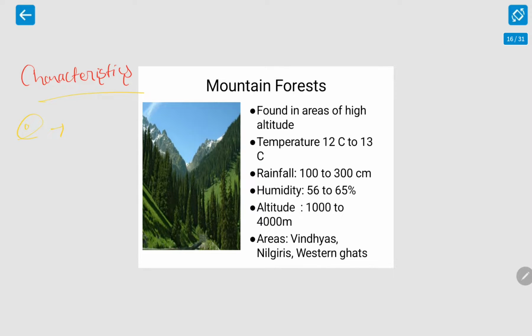Mountain forest consists of mixed deciduous and coniferous forest. Here also the rainfall is more. That's why here some deciduous forest is also there, some coniferous forest. Coniferous forest means having cone-like structure. Like you can see this spine type is there, like a cone it is there.